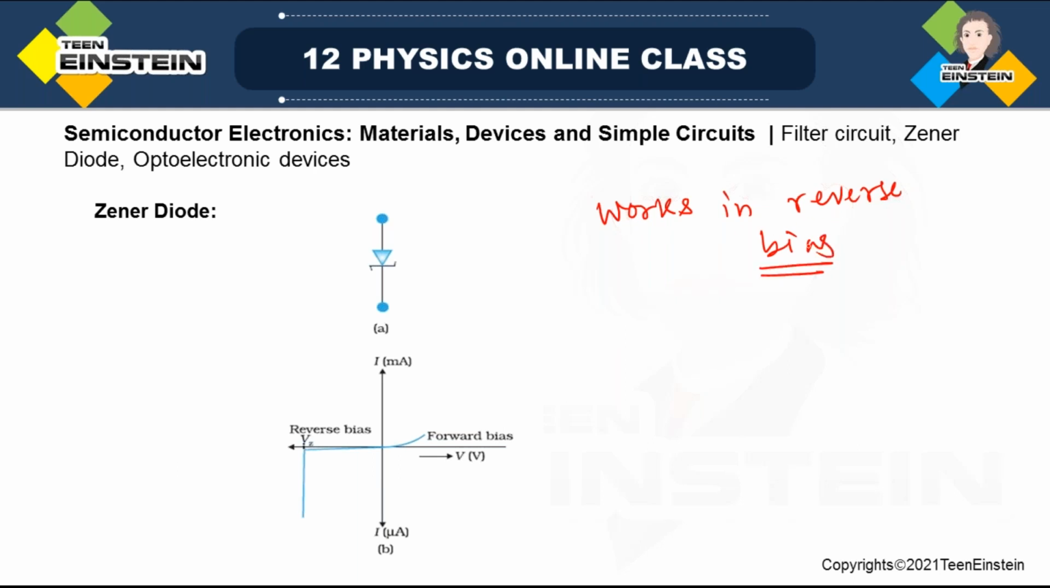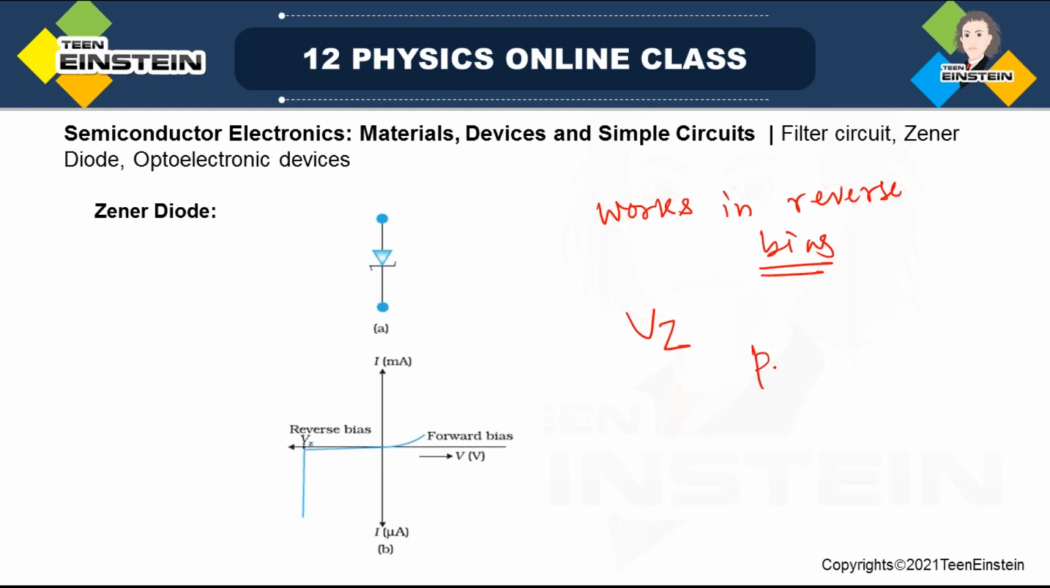It works in reverse bias condition because near the breakdown voltage there is almost no change in the voltage, but there is a huge change in the current. That property is used to make a voltage regulator, or a stabilizer. So why is there almost no change in the voltage but a huge change in the current? Why doesn't this happen in a normal diode?